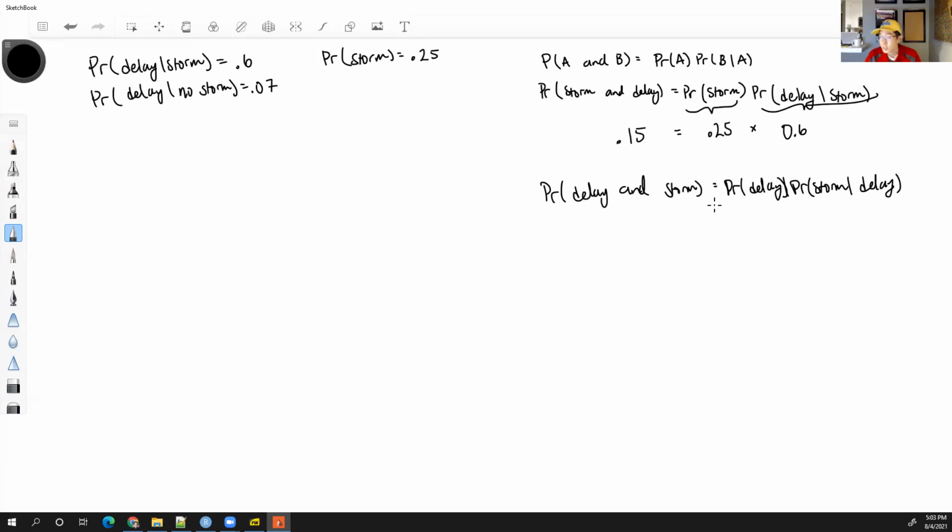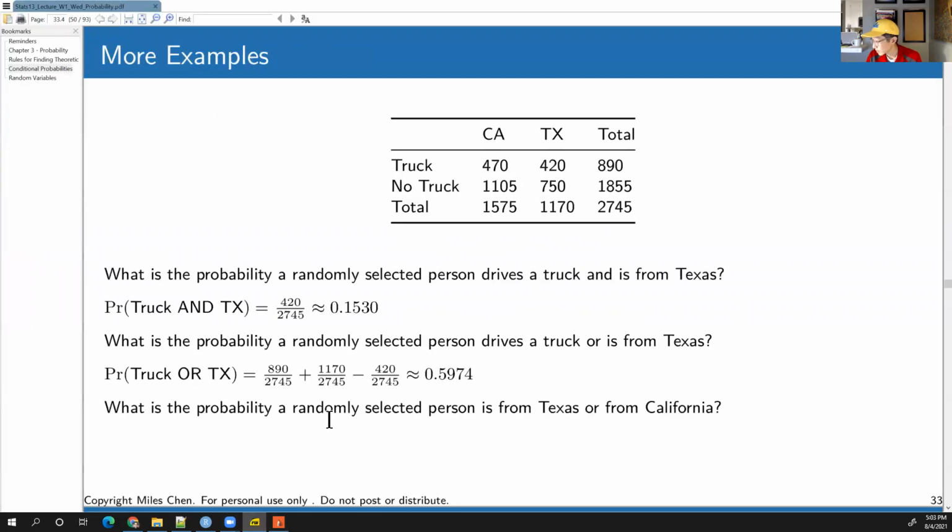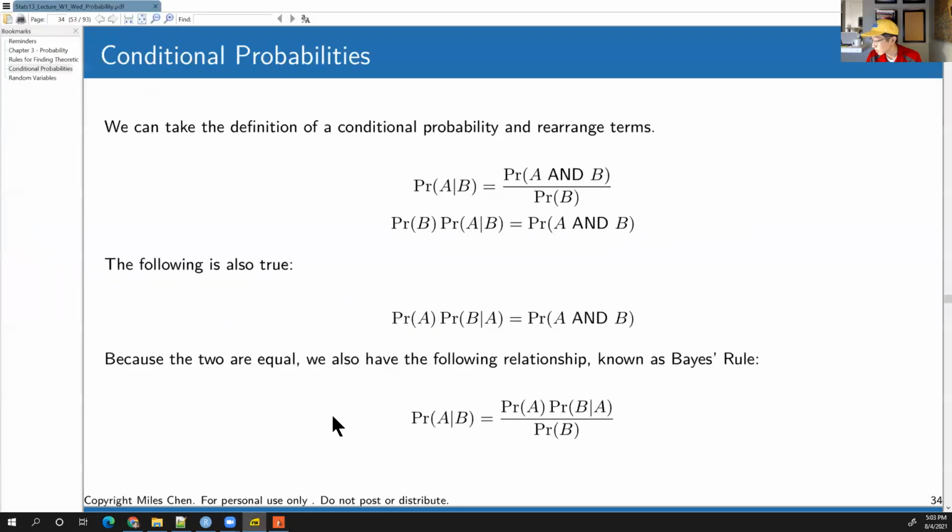We have a question that says, can you explain the equation you got first, how you got the probability of A and B? Oh, this, the probability of A and B equal to this, that's just one of the definitions. That's, where is it?